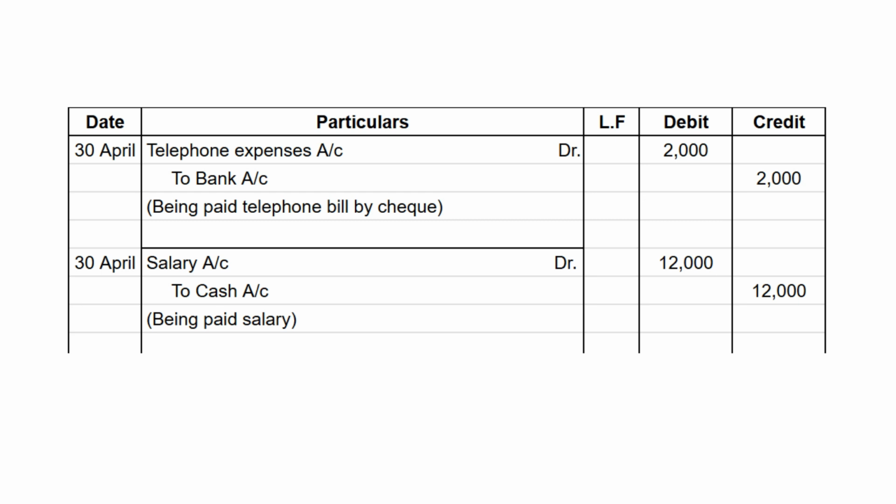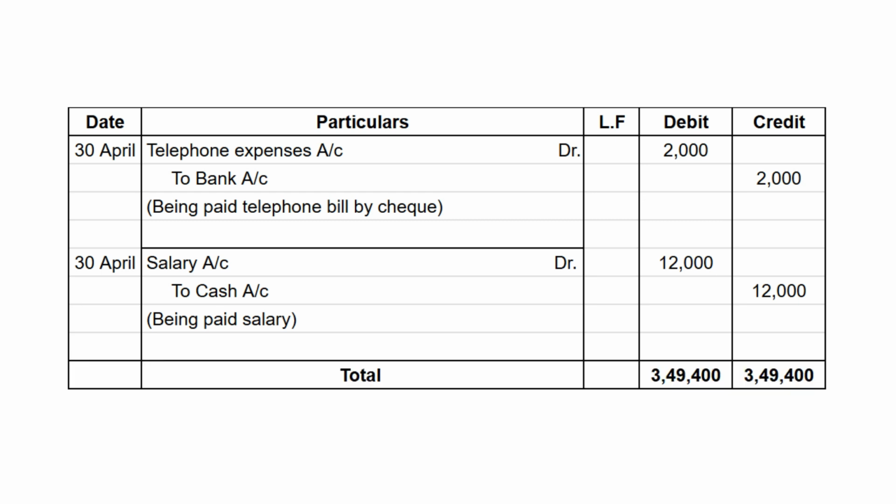Now we have recorded all the transactions. Let's calculate the total. So it is 3,49,400 on each side. As you can see, the total of debit side and the credit side is the same, 3,49,400 each. That's how we know our journal entries are correctly recorded.